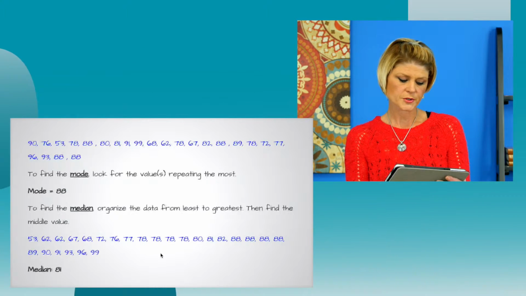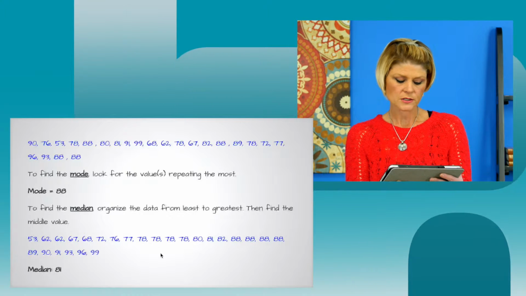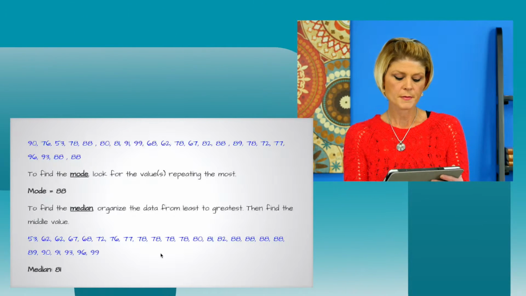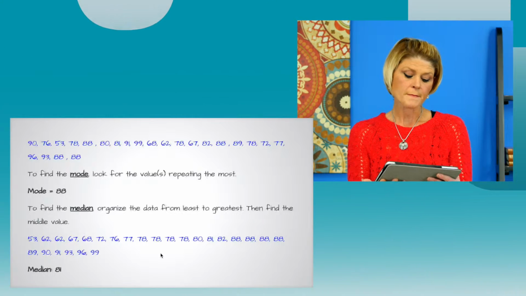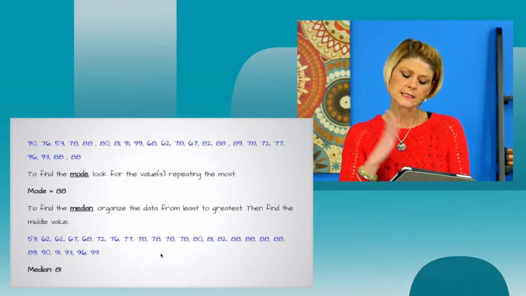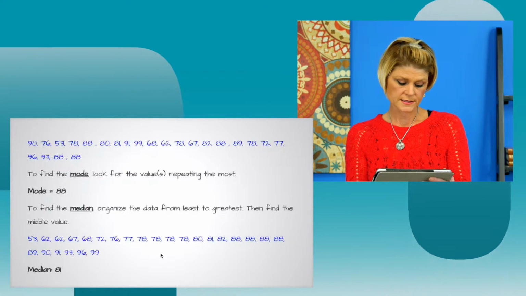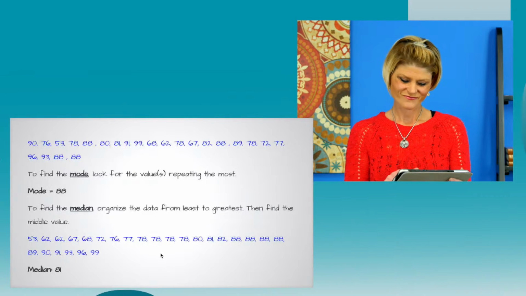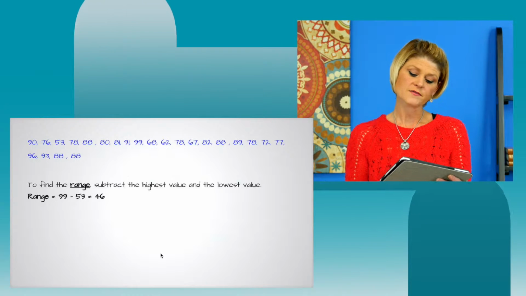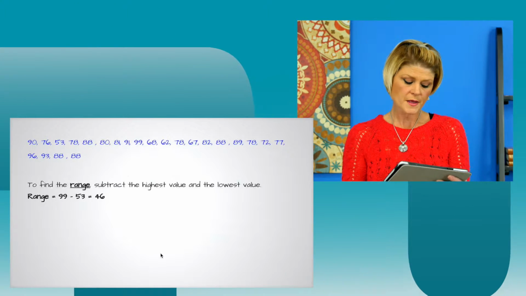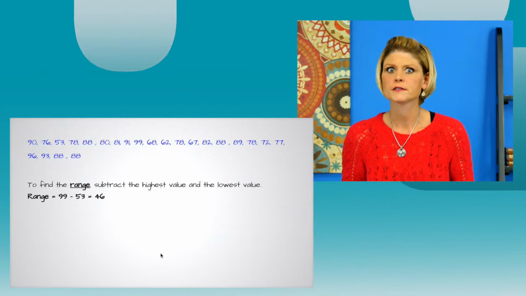There's our numbers again at the top. To find the mode, the value that occurs most often, we look for the value that is repeating the most. In this set of data, the mode is 88. To find the median, you organize the data from least to greatest and then find the middle value. In this example, the median is 81. And finally, to find the range, we subtract the lowest value from the highest value. So we have 99 minus 53 equals 46. Pretty simple math.